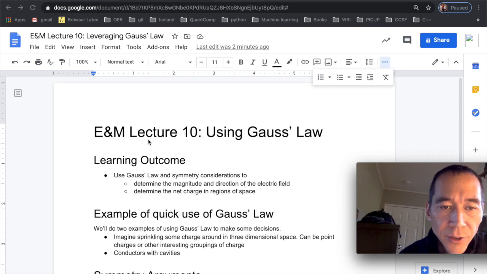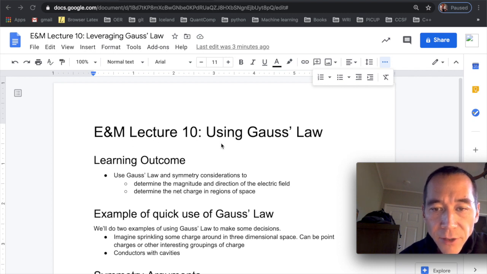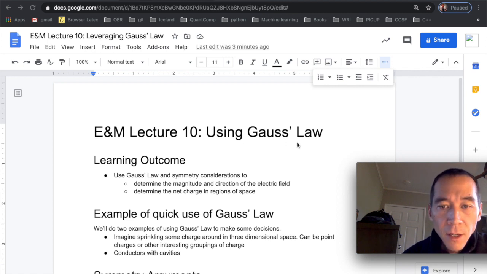Of an introductory class in electricity and magnetism. And in this lecture, I'm going to show some examples of using Gauss's law for the electric field.